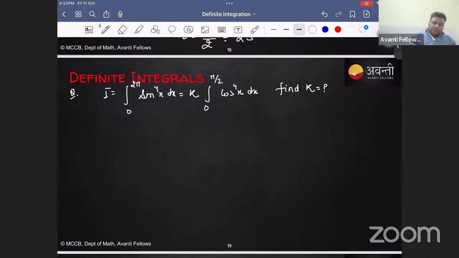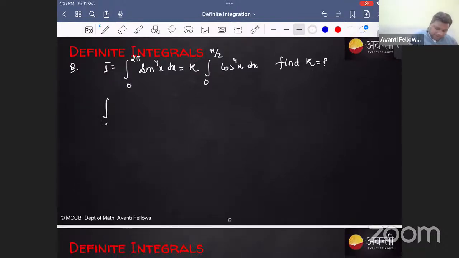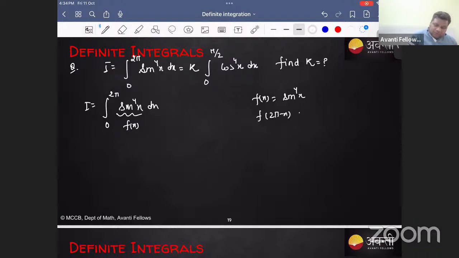See, first of all, I'll do this question. So you are having I as integral 0 to 2 pi sine to the power 4x dx. Now, if I assume it as fx, so fx is what? Sine to the power 4x. So f of 2 pi minus x is also sine to the power 4x, which is also fx. So using the property which we studied today, if f of 2a minus x is equal to fx, then you just double the integration and half the limit: 0 to pi sine to the power 4x dx.